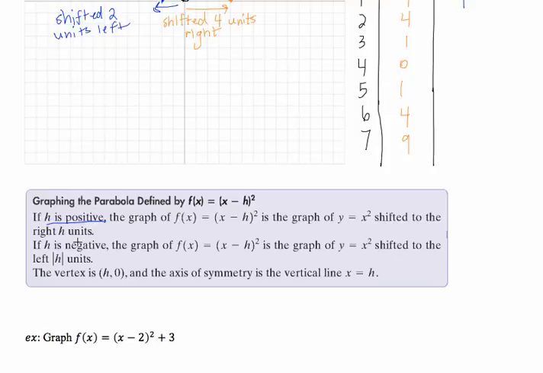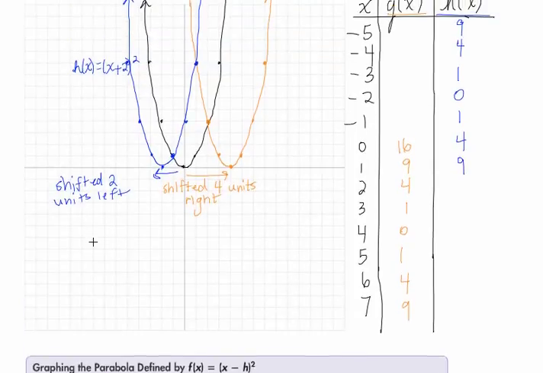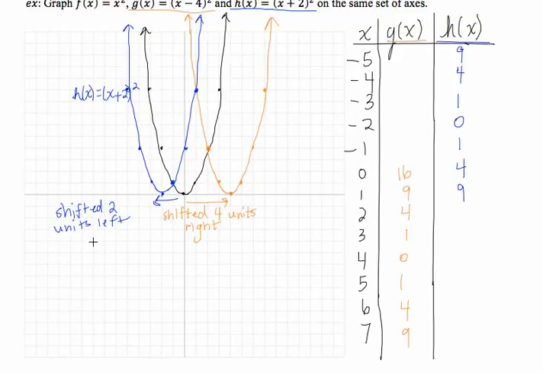If h is negative, then this would be x minus the negative number, so it would actually be x plus, you would have a plus sign there basically. I don't want to write that because that's technically wrong, but you would have a plus sign in between the x and h if h is negative. Then it shifts it to the left h units. The only thing that changes about the vertex is the x coordinate of the vertex, not the y coordinate.